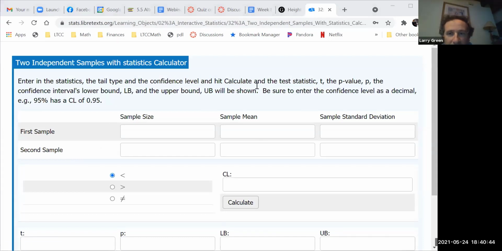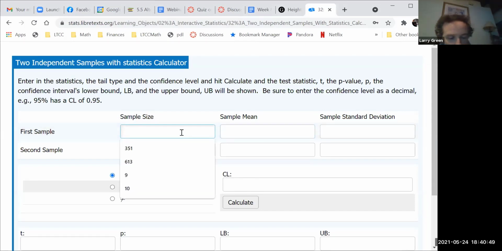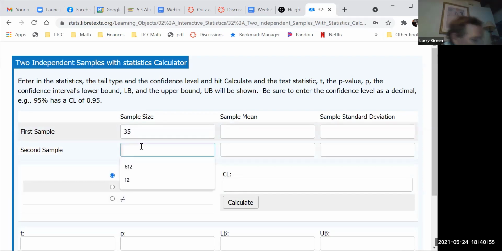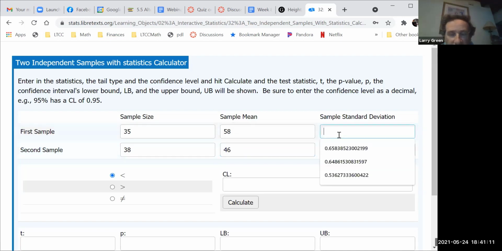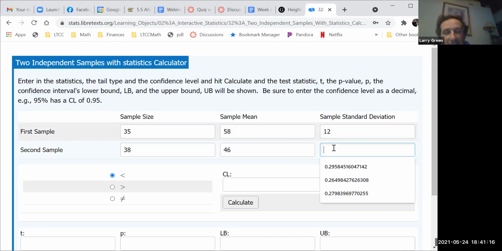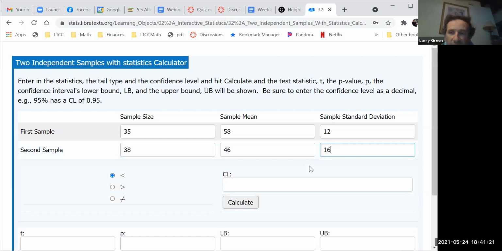And then we pop our numbers in. So our sample size for the first sample was 35. For the second sample was 38. The sample mean for the first sample was 58. The sample mean for the second sample was 46. And again, the first was women, second was men. Standard deviation for the women, the first sample, was 12. Standard deviation for the second sample, the men, was 16. Any questions on that?